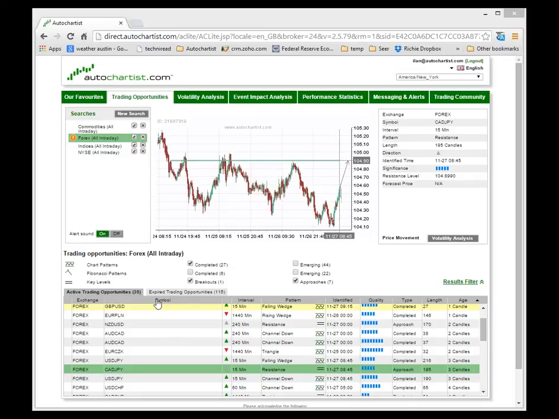Because remember when I told you to take trading opportunities and look up a printout of performance statistics? If you have access to Our Favorites, you don't need to do that, because the Our Favorites section actually does all the heavy lifting for you. So I can set a minimum probability of, say, 70% on the FX market. And what Autochartist does is that it automatically merges the trading opportunities with the performance statistics and shows me all the opportunities that it believes have a 70% or more probability of hitting their forecast level. What it takes into account is the pattern, the instrument, and the time of day.